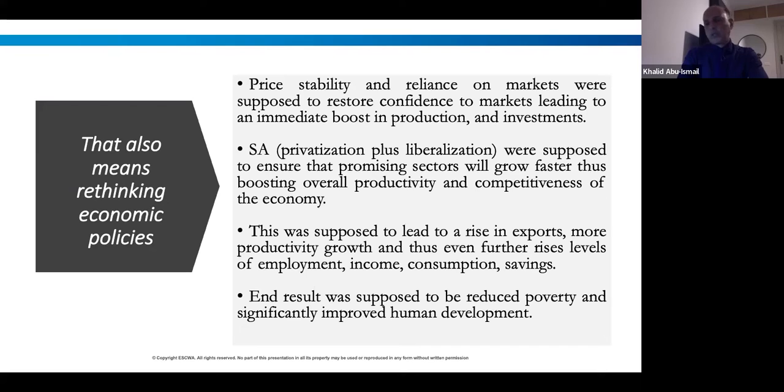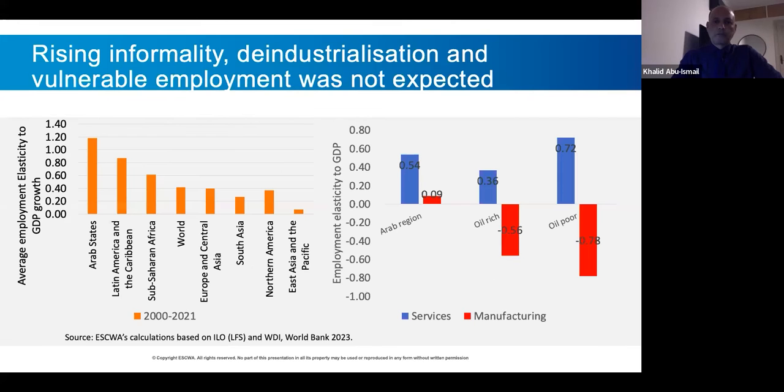And that, of course, leads to, in the traditional causal chain of things, a rise in exports, productivity, employment, consumption, savings. And of course, the end result is you have lower poverty and significantly improved human development. So that was the thinking behind a lot of the economic reform programs. And that was the promise of reform that was supposed to deliver.